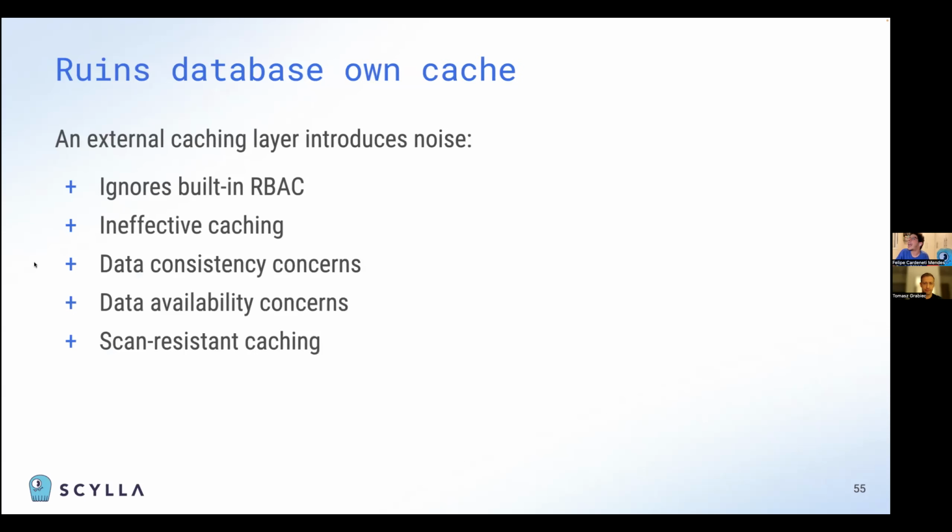All right. And of course, an external cache will inevitably bypass your own database's cache, such as ScyllaDB's cache that Tomek just explained. Databases, be it ScyllaDB or not, carry a lot of context over how you query your data, and they typically optimize themselves to your access patterns.